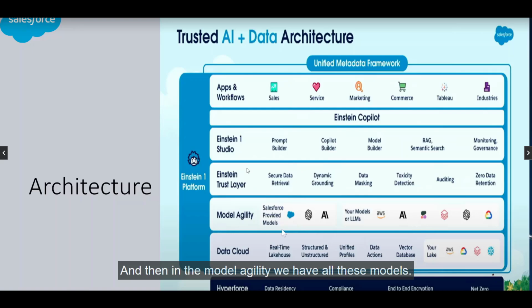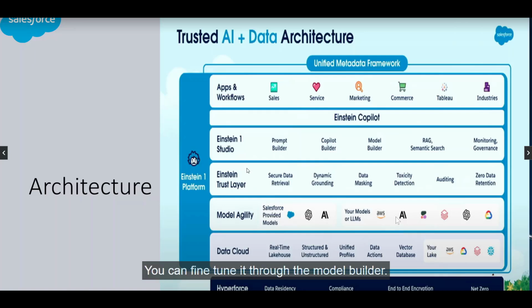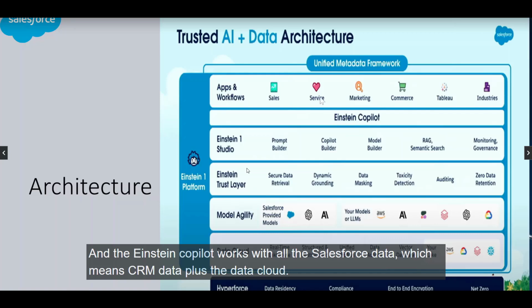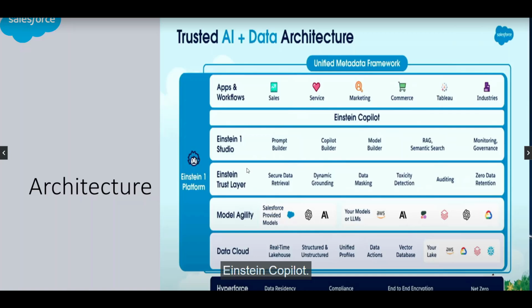Again, in the model agility, we have all these models. So we have OpenAI and Anthropic LLMs. As we discussed, Salesforce also allows you to bring your own model. You can bring your model and fine tune it through the Model Builder, and the Einstein Copilot works with all the Salesforce data, which means CRM data plus Data Cloud. You can have the data coming from Data Cloud or from CRM, and everything can go through the Einstein Copilot.